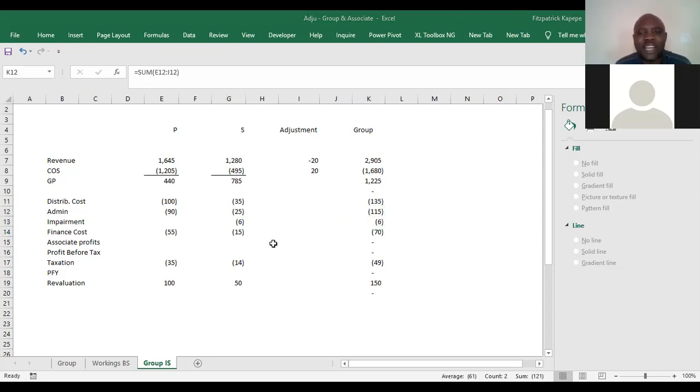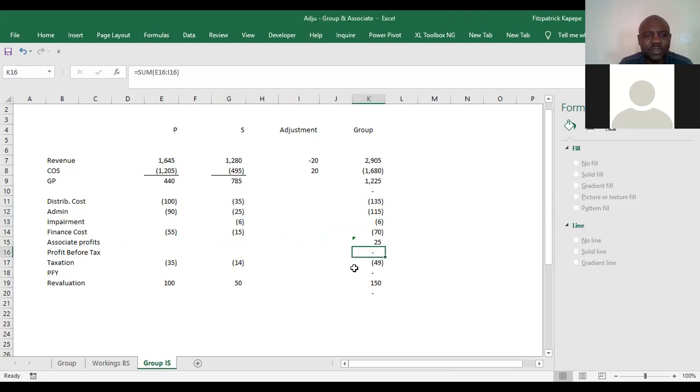Then now we have the associates. How much profit was made on the associates, which we have to adjust in the group? There was a profit made of 100. If you check on your notes, there was a profit made of 100. So we are saying 0.25 times 100 million, which is your associates profit, which is 25.